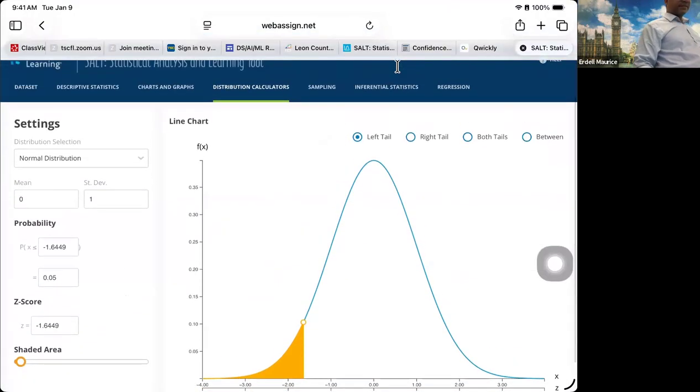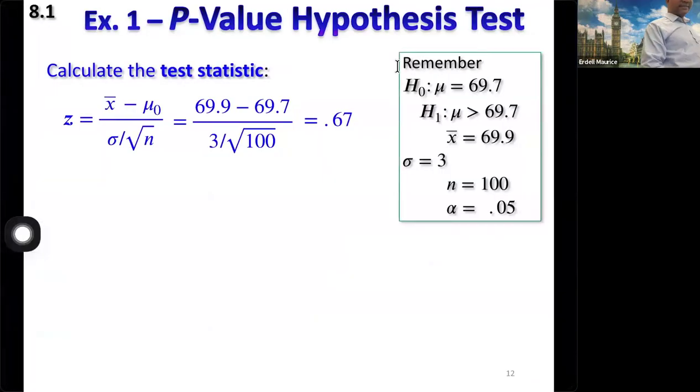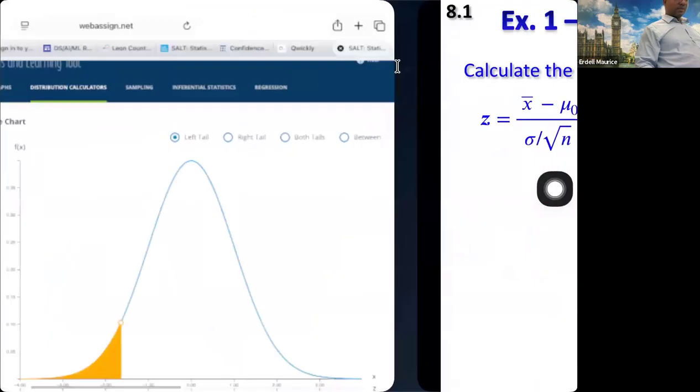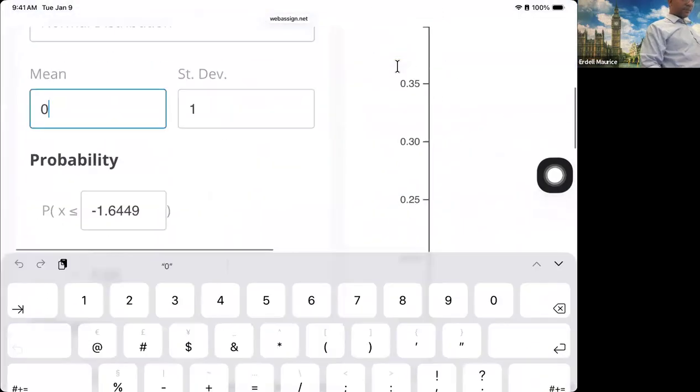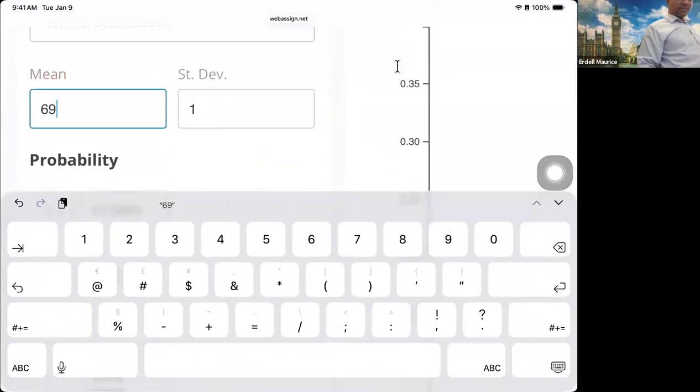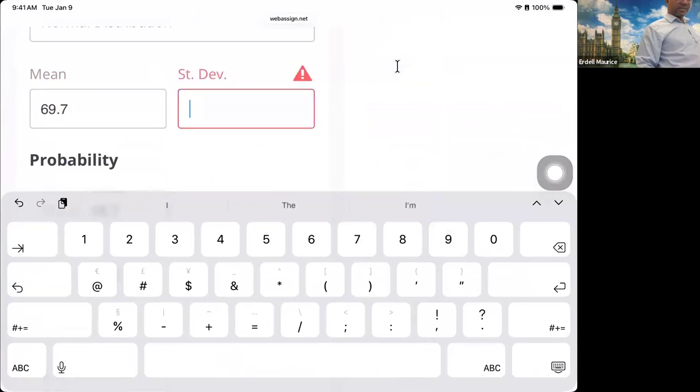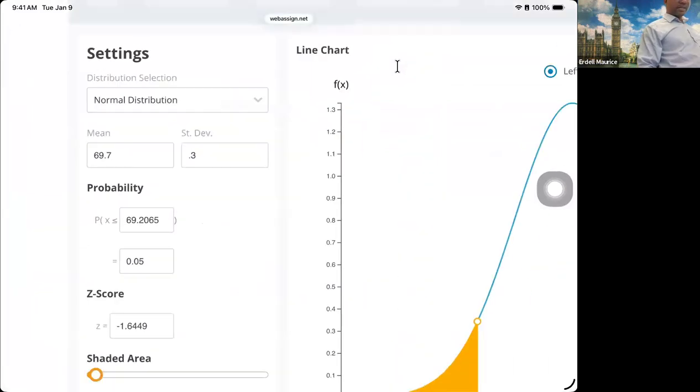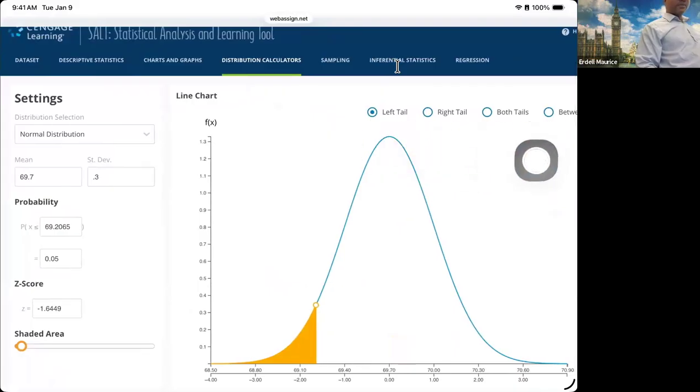So again, first things first, we select a normal distribution. We put in the mean and the standard deviation. The mean was 69.7, and the standard deviation, is the standard deviation 3? No, I have to divide it by the square root of n, so the square root of 100, so the standard deviation is 0.3. Yes? So put in here 69.7, and my standard deviation is 0.3, right? A right-tailed test.